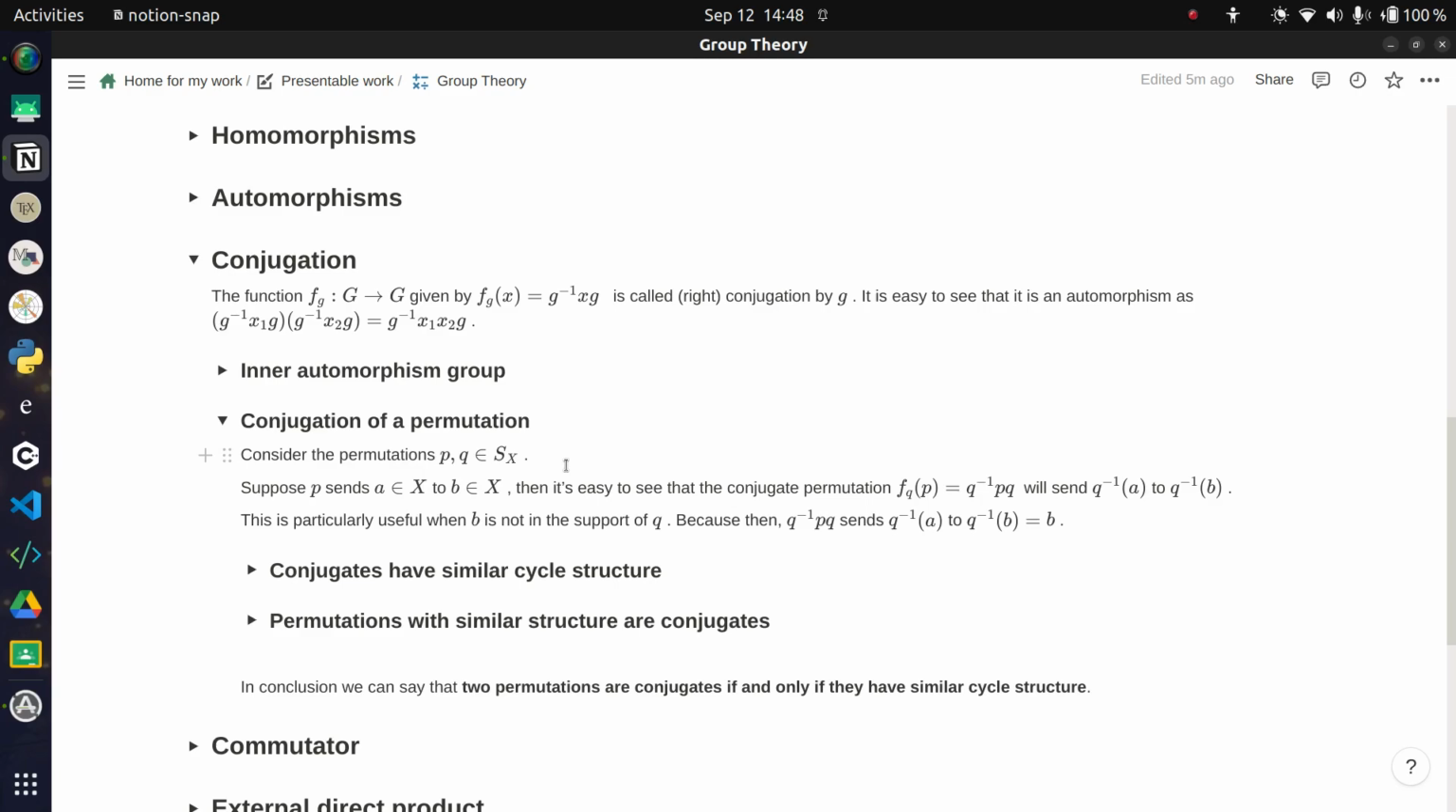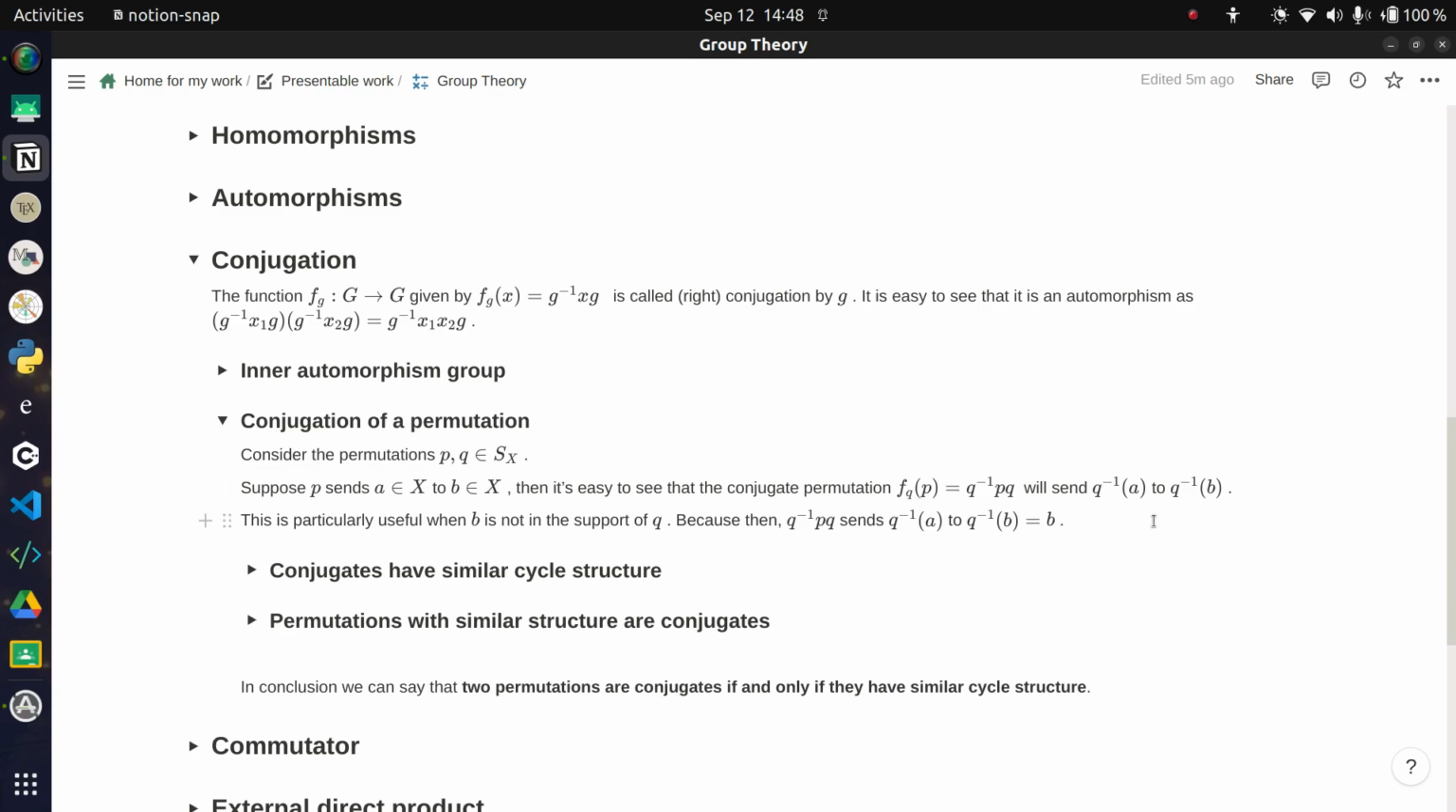So consider permutations P and Q, which are from the symmetric group on X, which is just a permutation group, okay? And suppose that P sends A, which is an element of X, to B, which is also an element of X, of course. Then it's easy to see that the conjugate permutation, which I'm denoting by f sub Q of P, which is Q inverse P Q, some people will write Q P Q inverse, it's the same idea, that will send Q inverse of A to Q inverse of B.